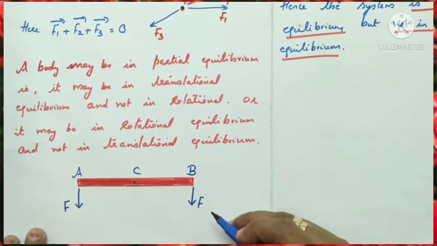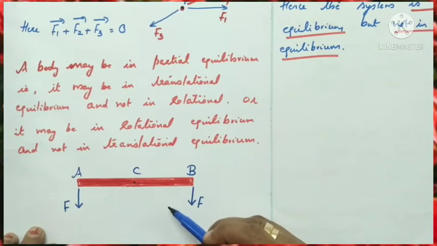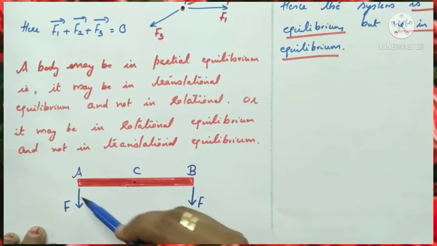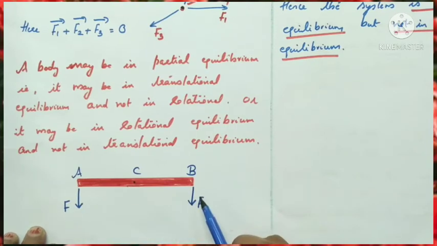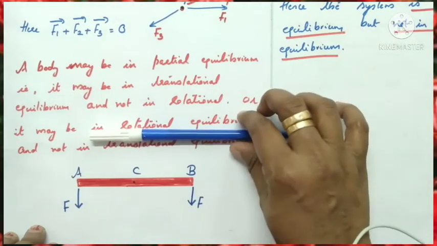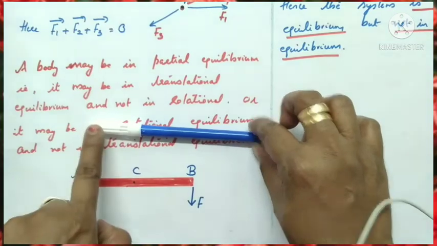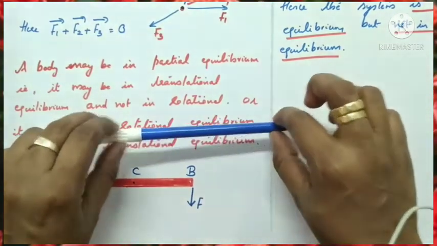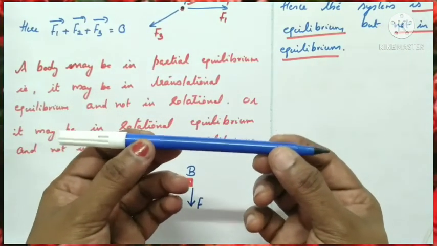Now what is the net force? Because both the forces are acting in the same direction, is the net force 0? No. So net force is F plus F. Net force is not equal to 0. But is there any rotational motion? No, the object does not rotate. Here if you consider this pen, one force is acting in the downward direction, another force is acting in the downward direction. So does the object rotate? No. The object does not rotate.